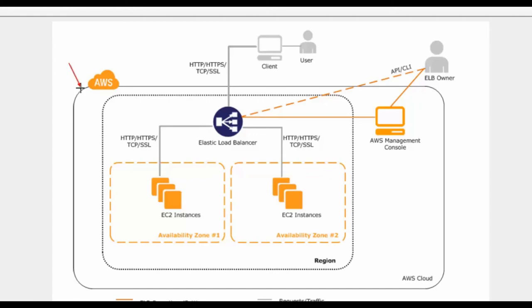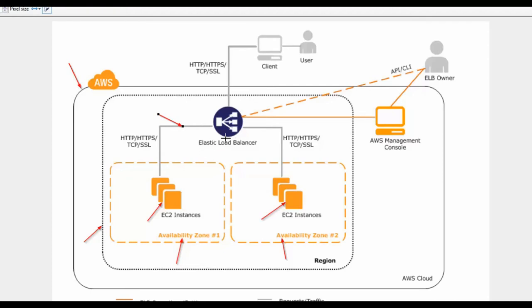This is your Amazon account, and within this account you have selected one region, it could be any region, and within this region there are a couple of availability zones. In each zone you have launched one EC2 instance. Both these instances need to be of similar nature, meaning if it's a web server, both need to be web servers. And we have put both these servers under Elastic Load Balancer.